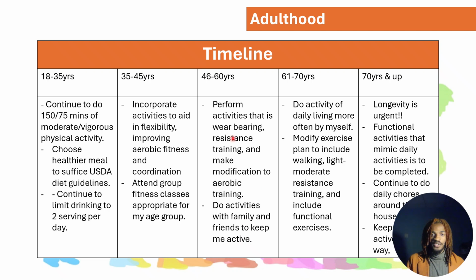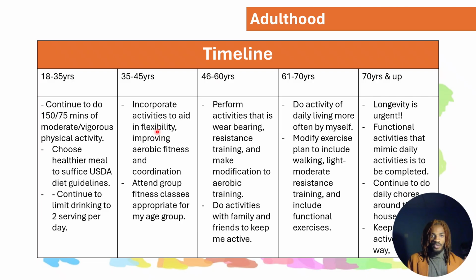Next is my adulthood timeline. This is the information from the physical activity calculator that I have drafted together. Between the ages of 18 and 35, I want to continue to do physical activity for 150 minutes of moderate or 75 minutes of vigorous activity, while also eating healthy and limiting my drinking to 2 sodas per day.